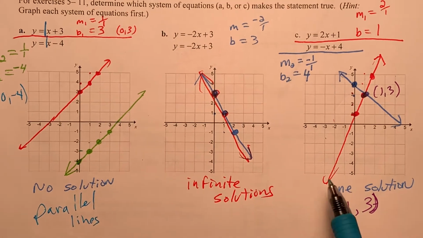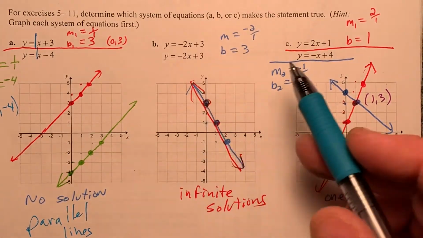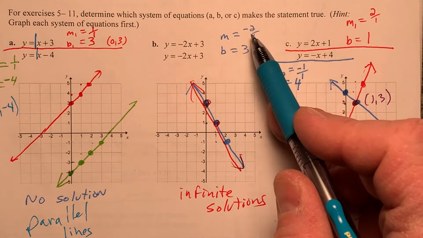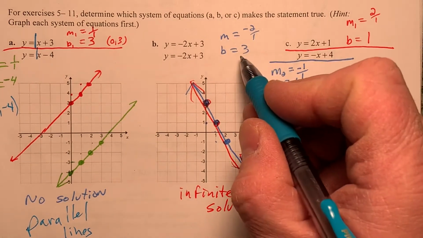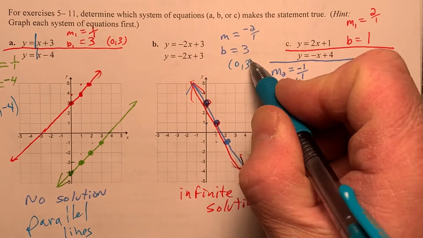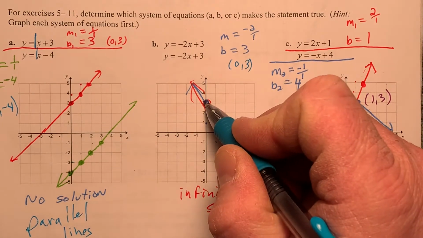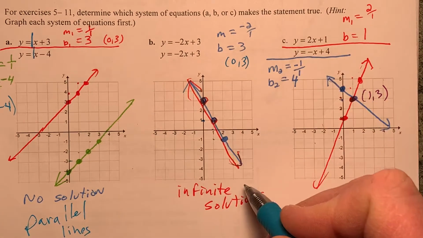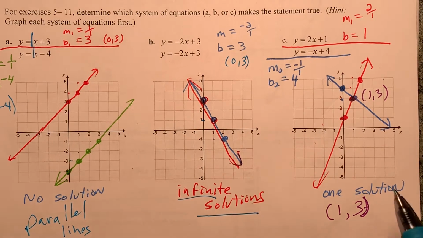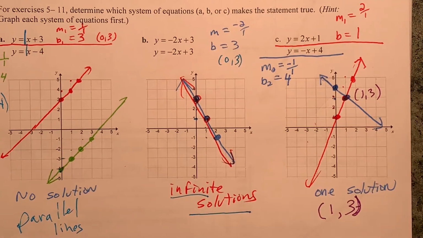All right. This one, it's the exact same equation twice. So you pull the slope out, negative 2 over 1. You pull the starting point, 3, which is 0, 3. We put 0, 3 down. We go down 2 and over 1, connect the dots. Infinite solutions, same line right on top of each other.